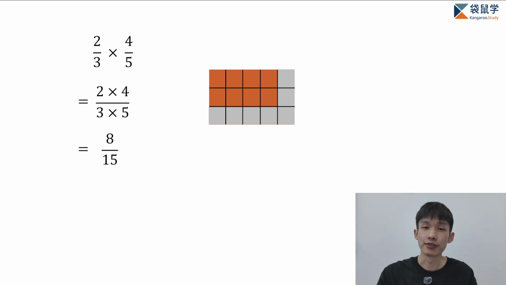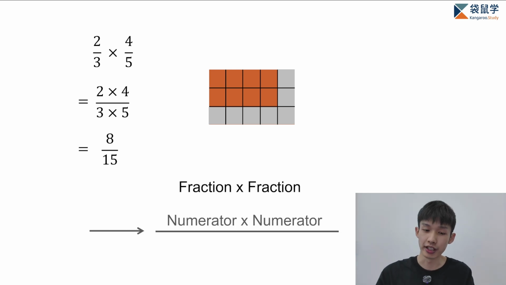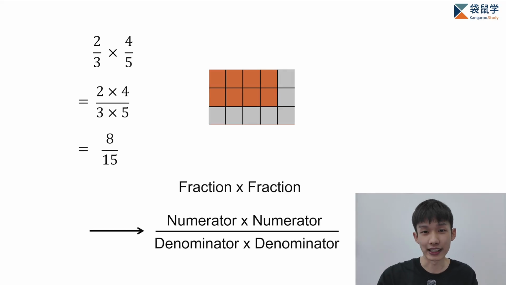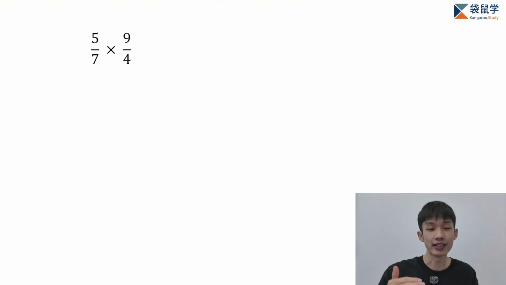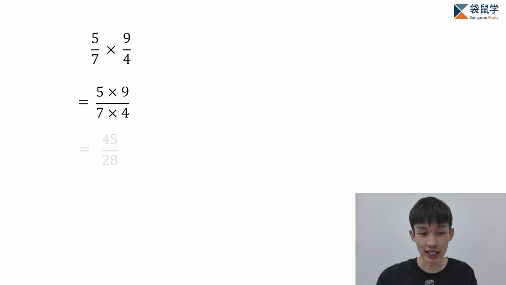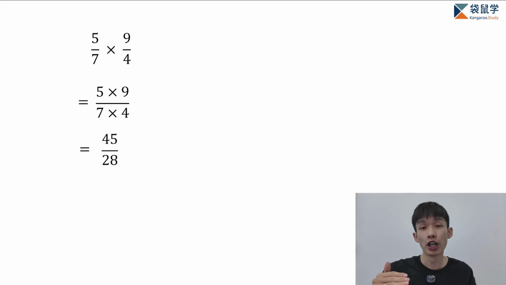So let's summarize. For fraction times fraction, what we need to do is numerator times numerator, denominator times denominator. From there, let's do some practice. For example, 5/7 times 9/4. You can pause here and try it yourself. It's simply 5 times 9, numerator times numerator, denominator times denominator, giving us 45/28. And then let's try one more.